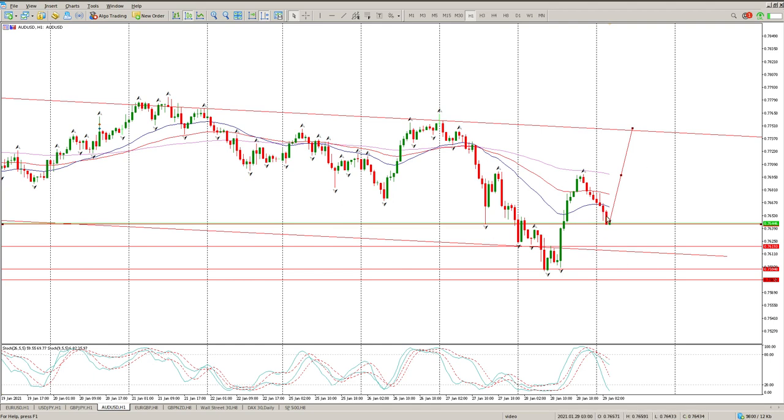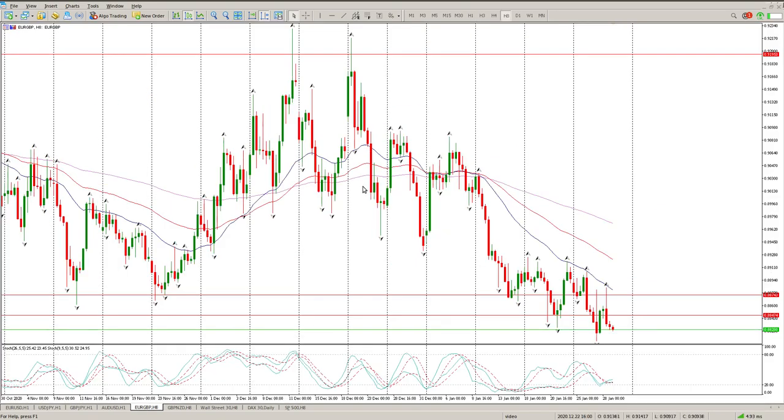Anyway, not something I want to be playing, because look where my stop has to be. The stop's got to be all the way back down here. So sitting on hands with the dollar pairs at the moment.